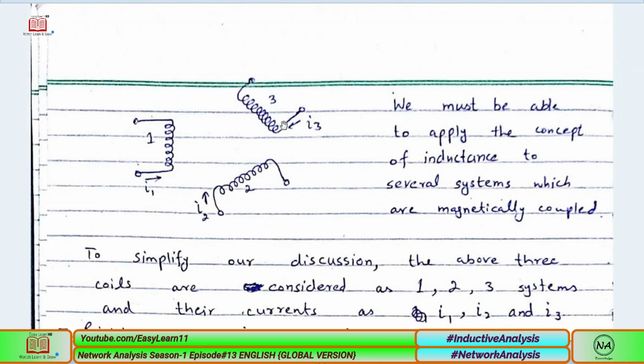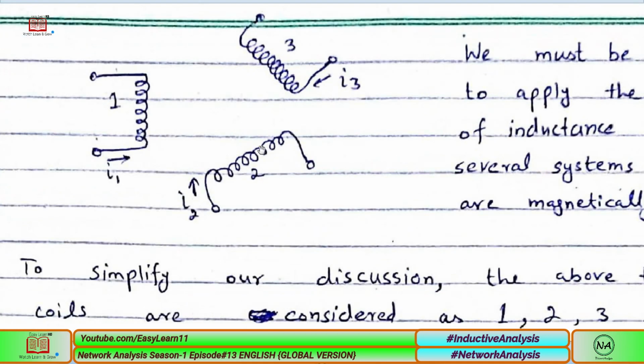Here we have a system that consists of three different coils that are mutually linked to each other. This is coil 1, 2, 3. We named them according to their system: circuit number 1, circuit 2 and circuit 3. The currents flowing through them are also named after the circuits: I1, I2 and I3.